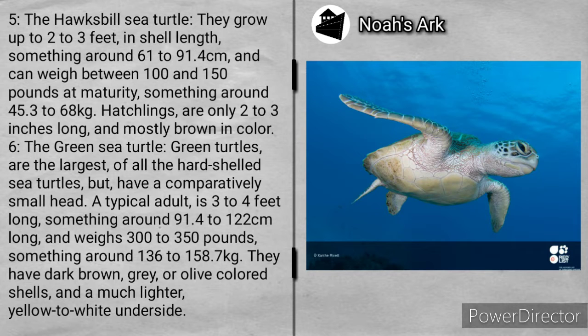6. The Green Sea Turtle. Green turtles are the largest of all the hard-shelled sea turtles, but have a comparatively small head. A typical adult is 3 to 4 feet long, something around 91.4 to 122 centimeters long, and weighs 300 to 350 pounds, something around 136 to 158.7 kilograms. They have dark brown, gray, or olive-colored shells, and a much lighter, yellow to white underside.